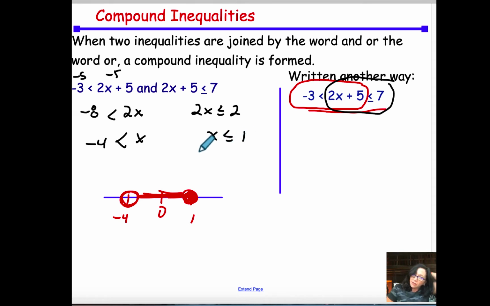Putting this in interval notation, you would say parenthesis -4, comma, and it's all these values here, including 1. So because it's including 1, 1 is going to be in the bracket.